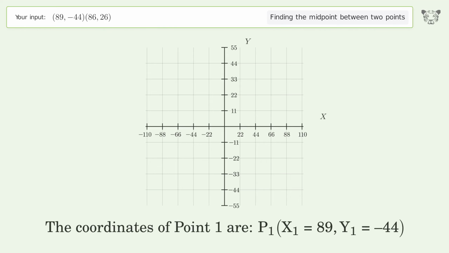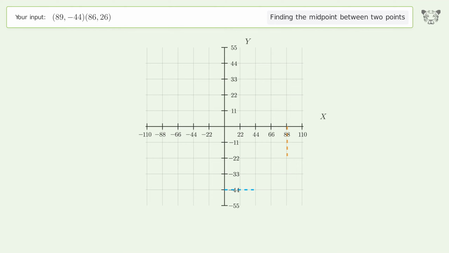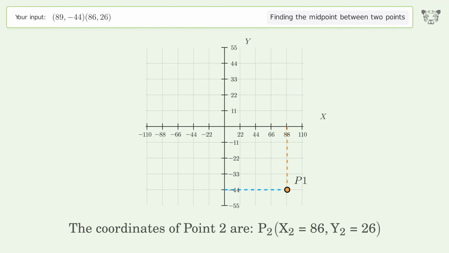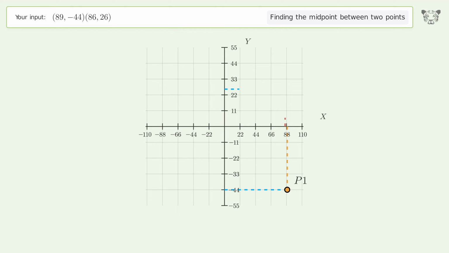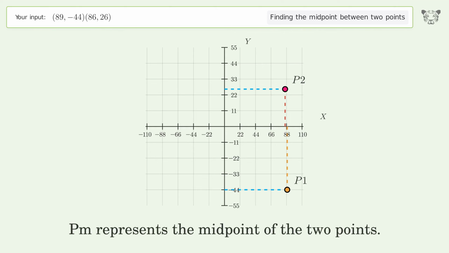The coordinates of point 1 are, x1 equals 89, y1 equals -44. The coordinates of point 2 are, x2 equals 86, y2 equals 26. PM represents the midpoint of the 2 points.